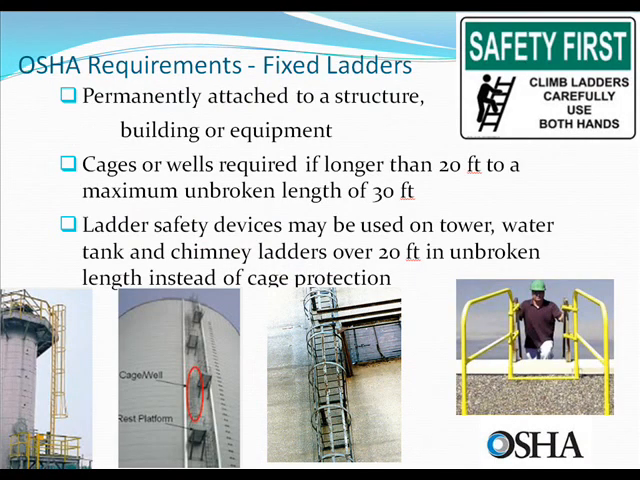OSHA requirements, fixed ladders, permanently attached to a structure, building, or equipment. Cages or wells are required if longer than 20 feet, to a maximum unbroken length of 30 feet. Ladder safety devices may be used on tower, water tank, and chimney ladders over 20 feet of unbroken length instead of cage protection.